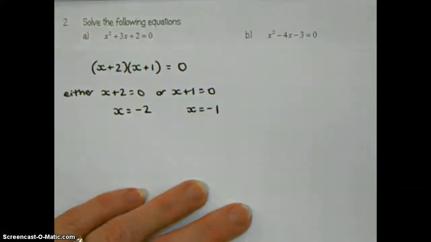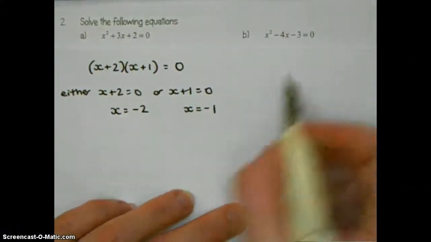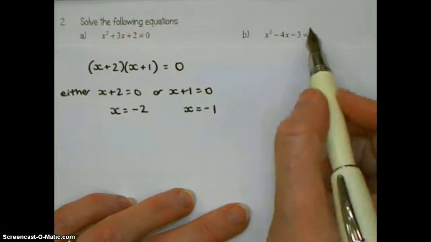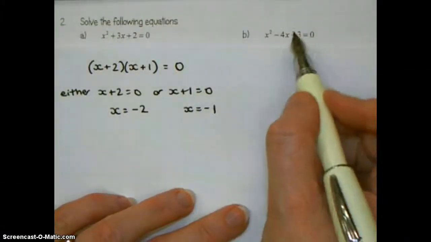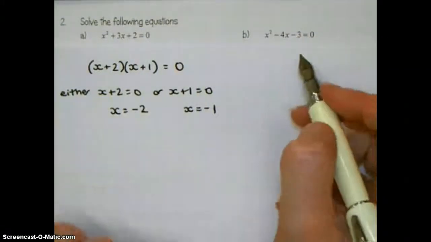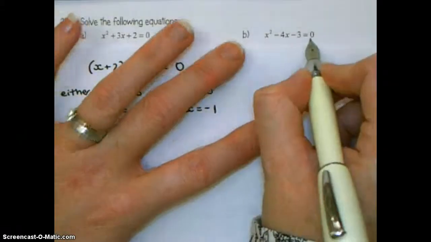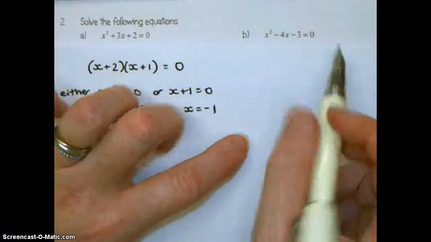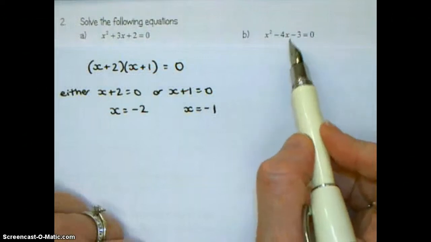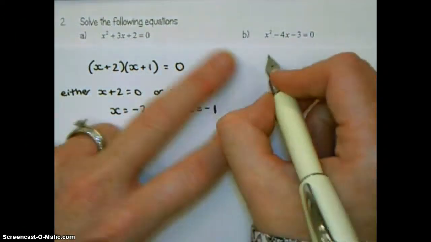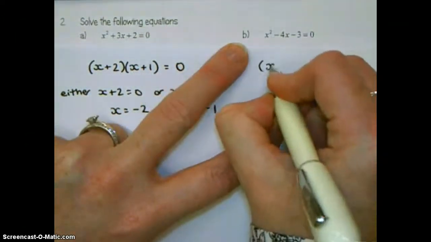For part B, if you look at it, hopefully you can see that we can't factorise this. There's no two numbers that multiply to give minus 3 and add to give minus 4. So if that's the case, we've got two options. We can either use the formula or we can complete the square. Now, looking at this, I've spotted that this is a nice even number, so completing the square will be nice and simple. So let's do that.